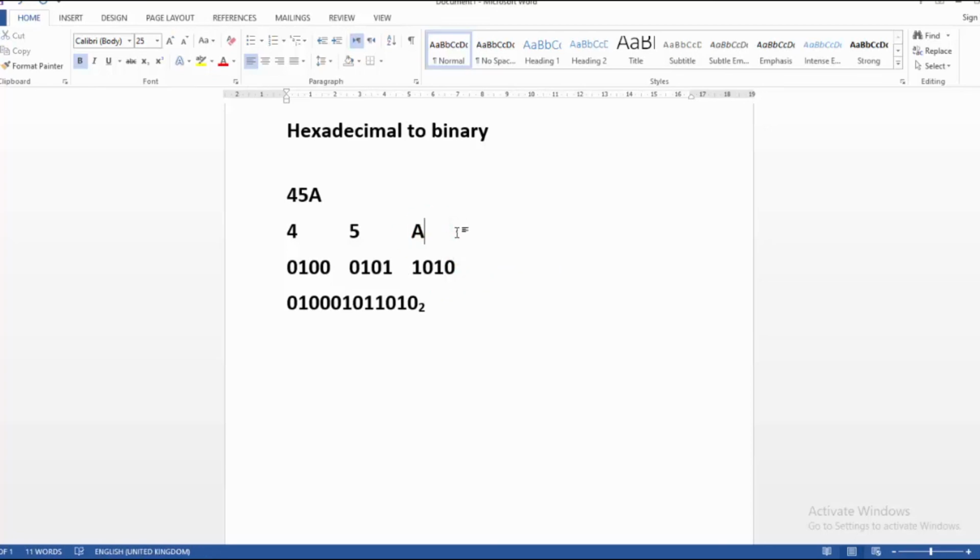Let's suppose we take the character B. Remember the code of B is 11, right? So how can you make 11? 8 plus 2 is 10, plus 1 is 11. So you can place 1011.